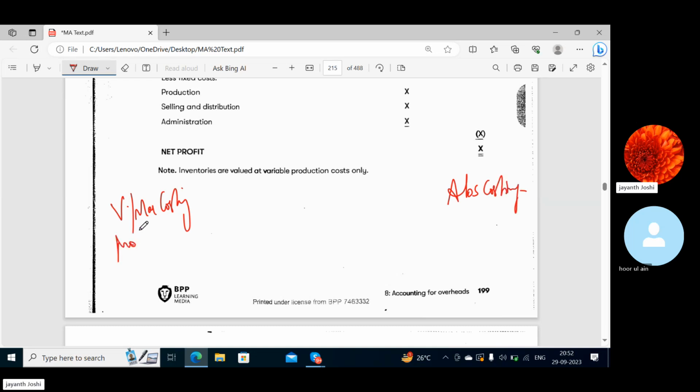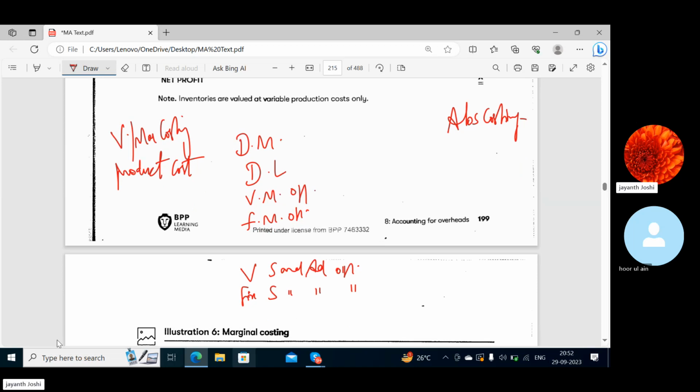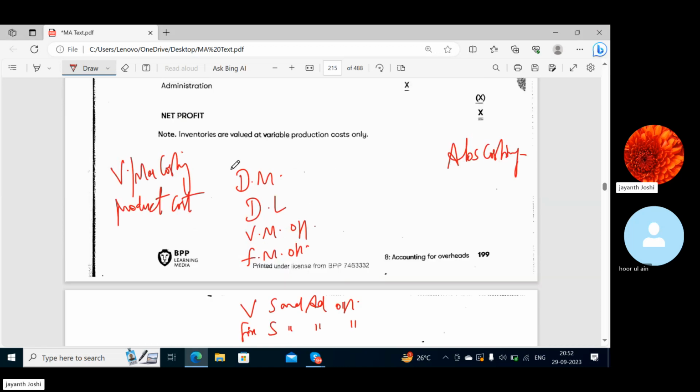What happens in this product cost? Okay, so I will write some things like direct material, direct labor, variable manufacturing overhead, fixed manufacturing overhead, variable selling and administrative overheads, fixed selling and administrative overheads, right? So what we are going to take under product cost in marginal costing and in absorption costing we are going to see. Very simple.